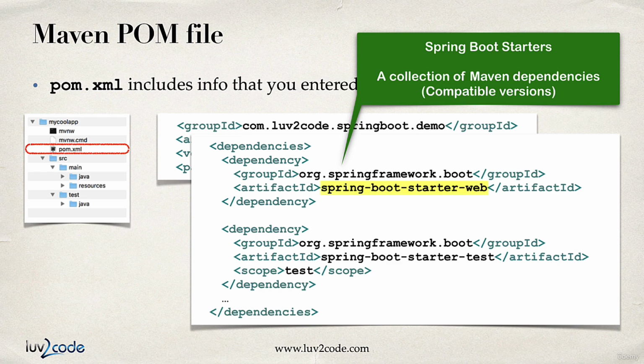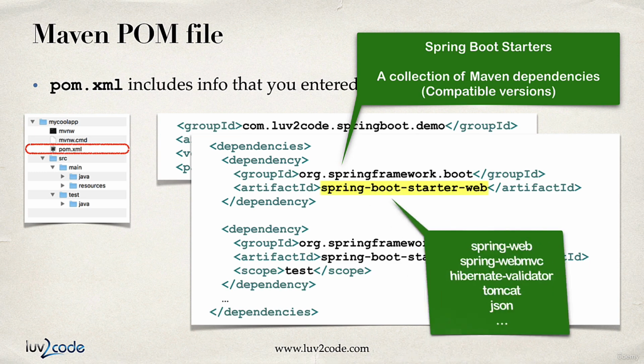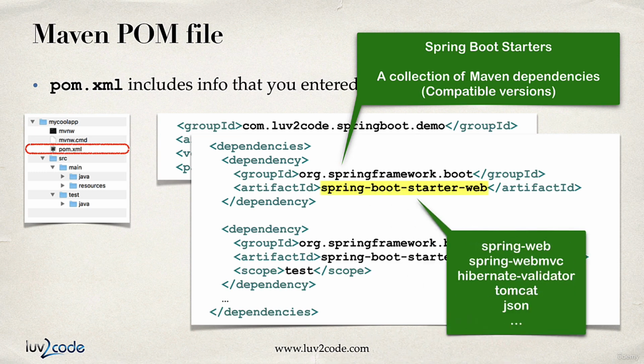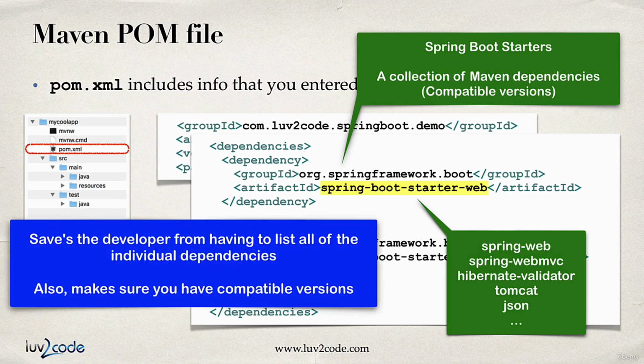For example, we have this Spring Boot starter web. Well, this is really a collection of dependencies. It's a collection of Spring Web, Spring Web MVC, Hibernate Validator, Tomcat, JSON. What this does is save the developer from having to list all of the individual dependencies, and also makes sure you have compatible versions. Think of it as a one-stop shop for grabbing dependencies for your given application. It makes it really, really easy. I like this approach.